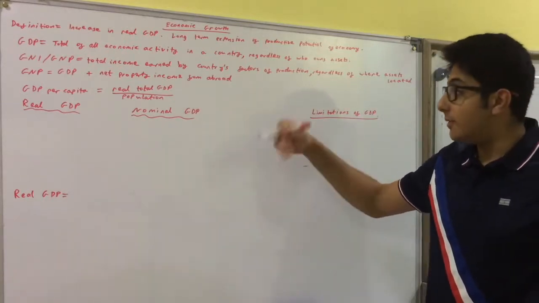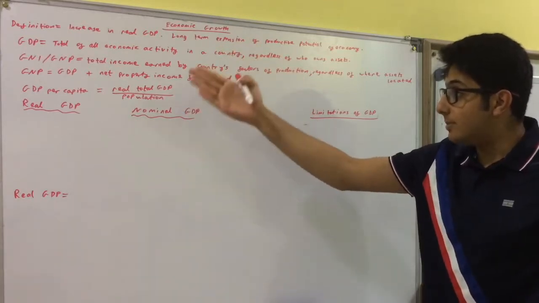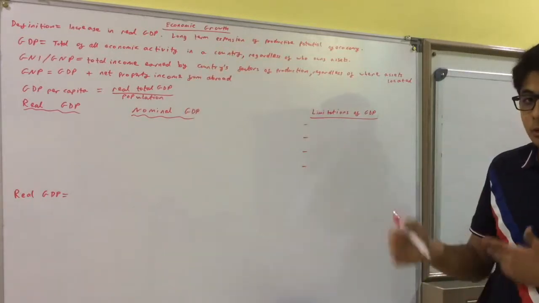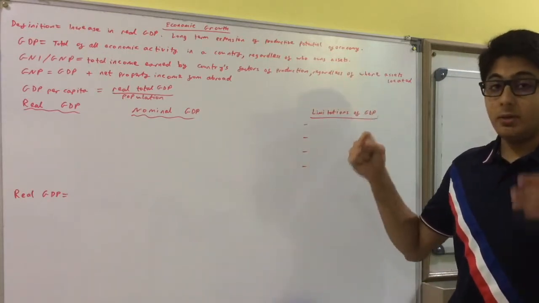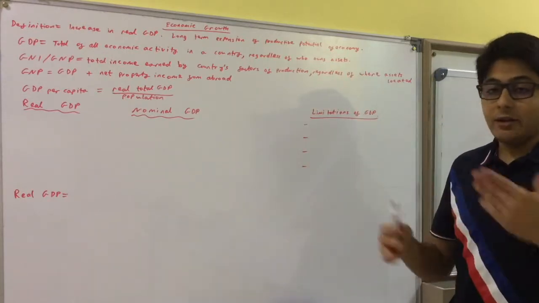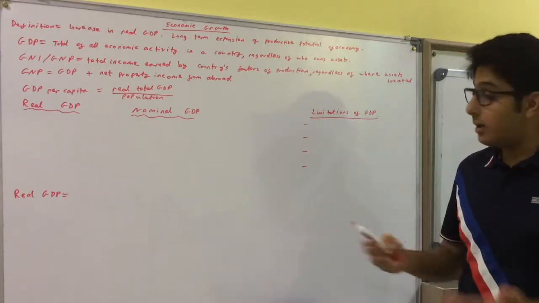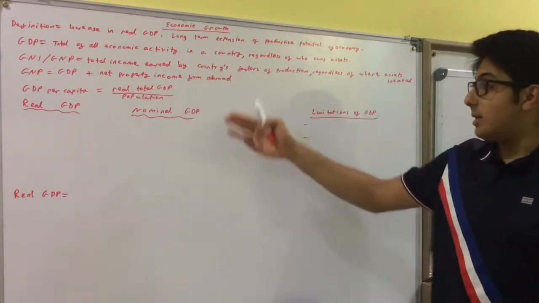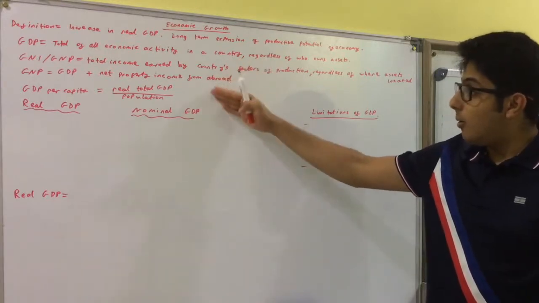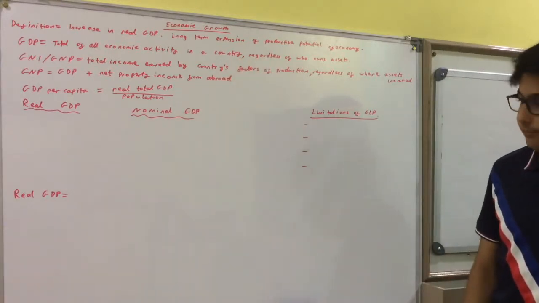GNP can also be defined by this equation, the gross domestic product plus the net property income from abroad. Okay? And GDP per capita, it looks at it on an individual scale, so on average what each person is producing in the economy. It's calculated by the real total GDP over the population.